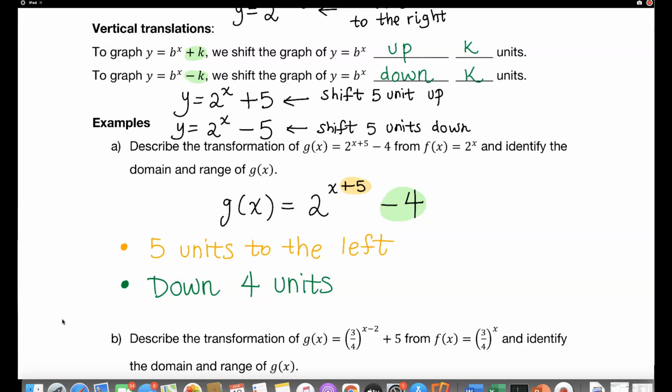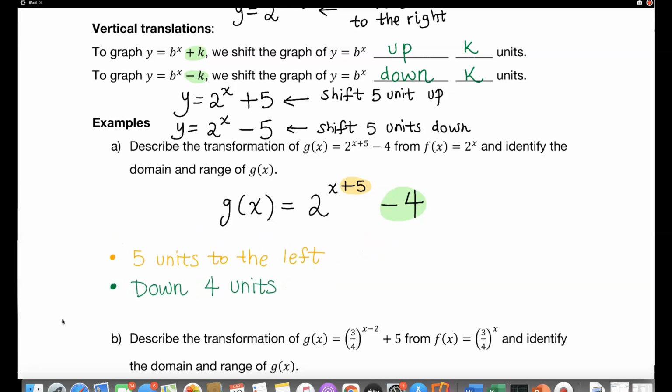And then they say identify the domain and range of g of x. Well, listen, you know this. Domain is always going to be all real. So domain doesn't change. So I'm going to say domain is from negative infinity to positive infinity. For exponential function, that's always true. But range is now different.